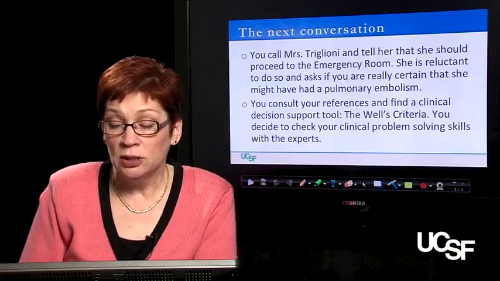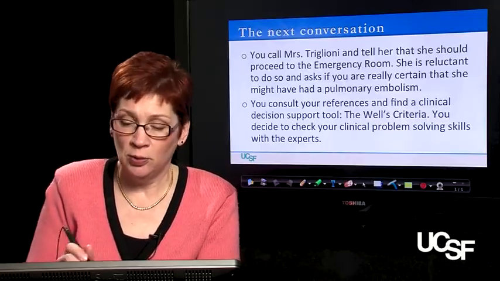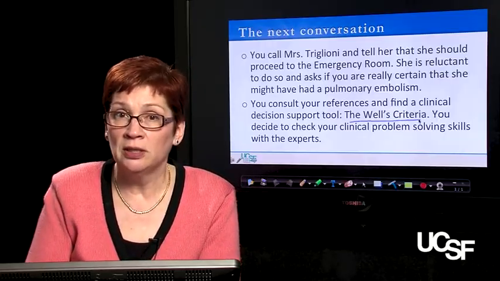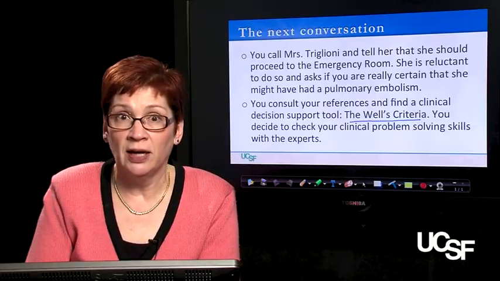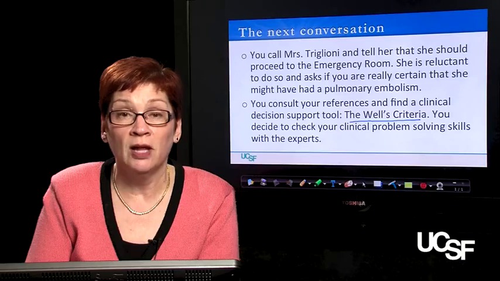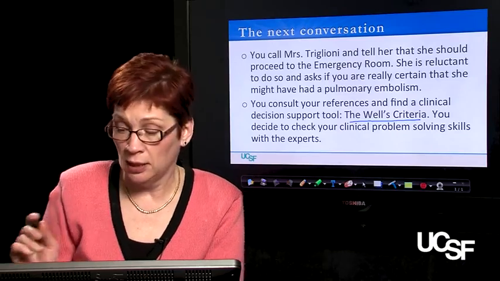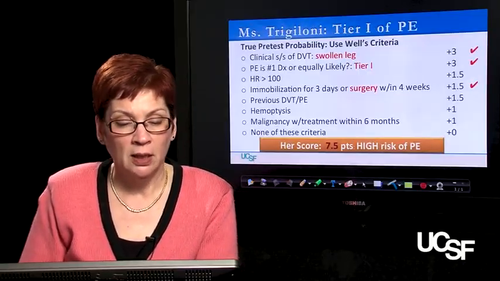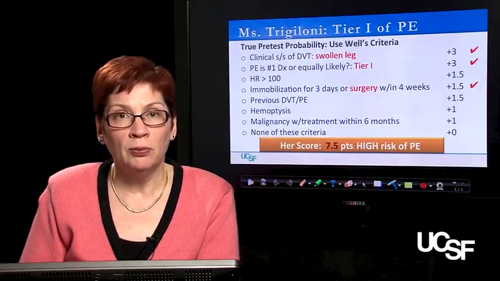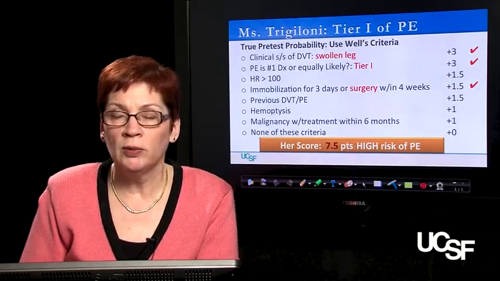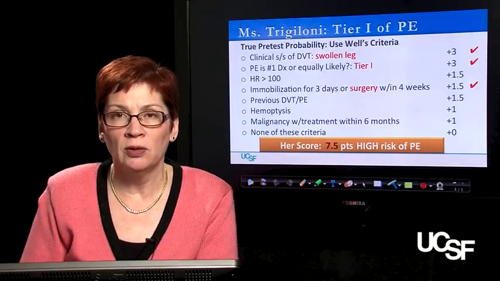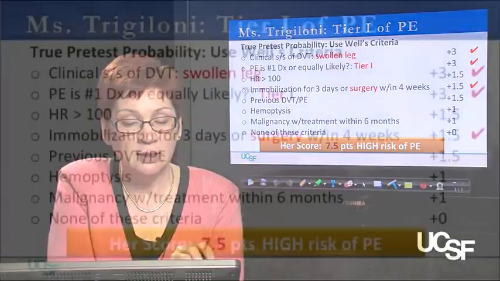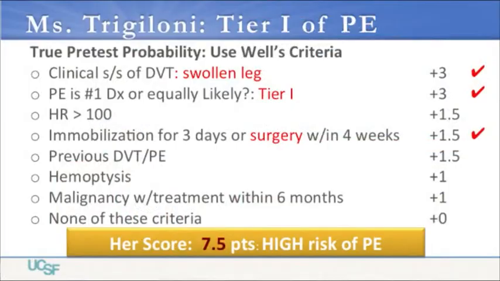Deciding to look for more evidence, you consult your references and find a clinical decision support tool, the Wells criteria, and decide to check your own clinical problem-solving skills with what the experts have identified as a way to develop a probability of pulmonary embolus diagnosis. So here's the Wells criteria. We're looking for a pretest probability of pulmonary embolus before we do any diagnostic maneuvers for the possibility of this disease. And the important features for the Wells is, does the patient have a clinical sign or symptom of DVT?